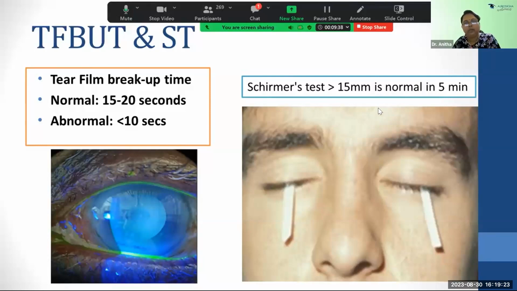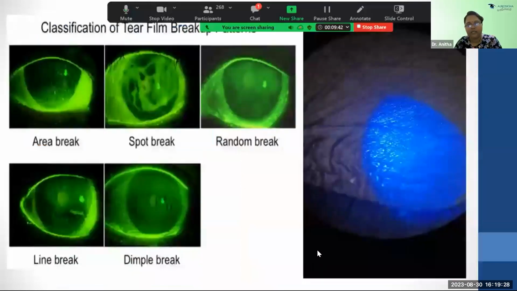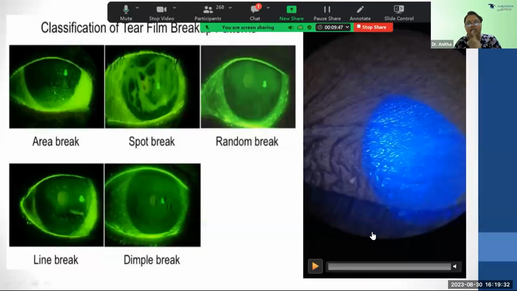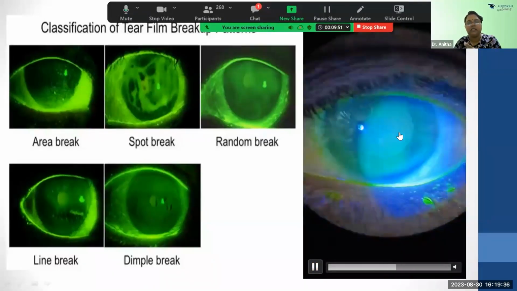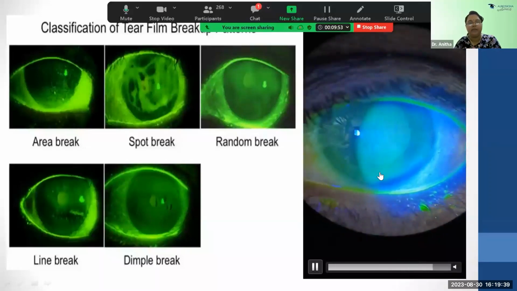And Schirmer's test, you all know about this. This is how the tear film breakup time is measured. So stain with the fluorescein. Ask the patient to just open. So look for the tear film breakup time. These are the areas of tear film breakup.